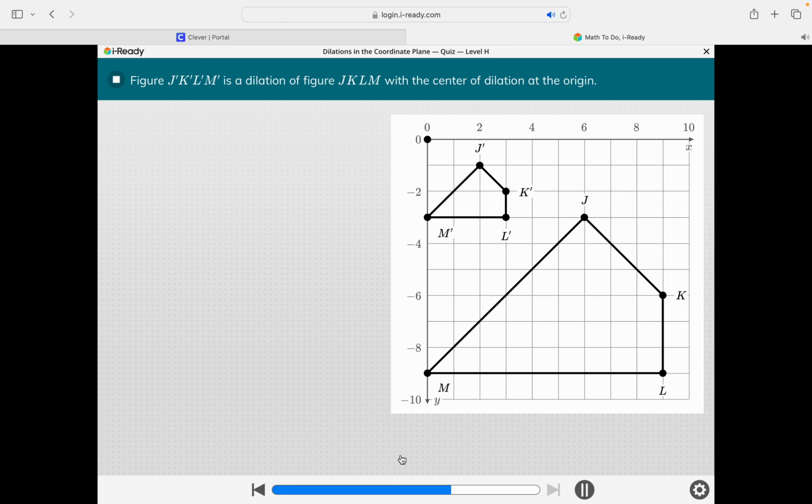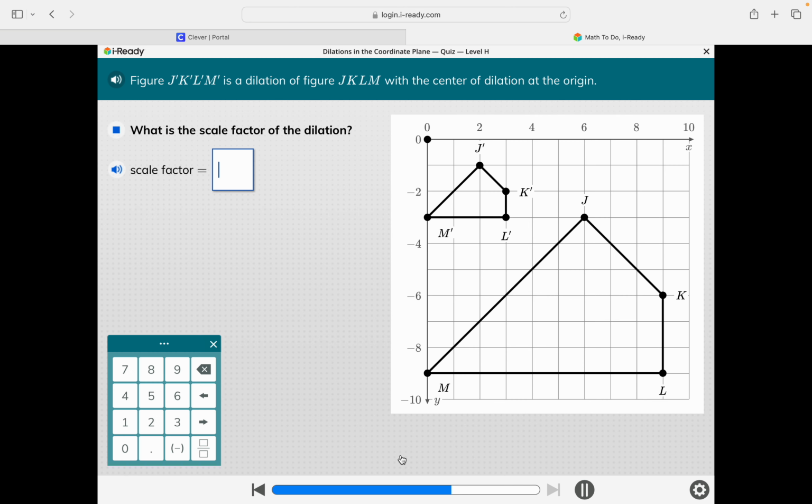Figure J prime, K prime, L prime, M prime is a dilation of figure JKLM with the center of dilation at the origin. Origin is where, Subani? What is the scale factor of the dilation? So which one do you want to go with? You can go with any of them. J and J prime, easy, right? I want to go with K. K is so far away, Subani. Okay, I can go. Because I love K. K is for mommy.